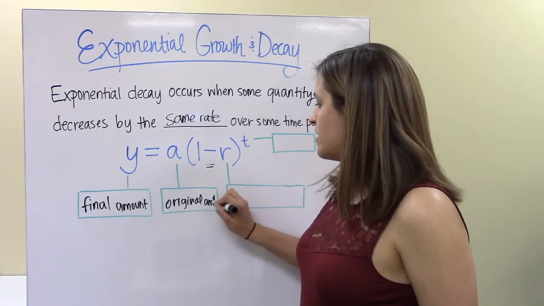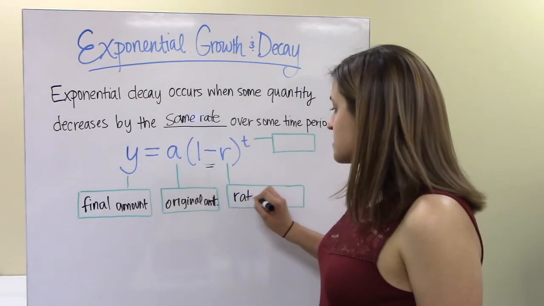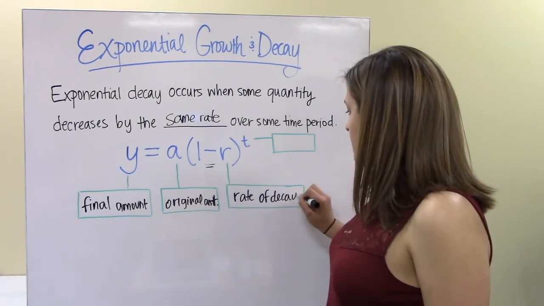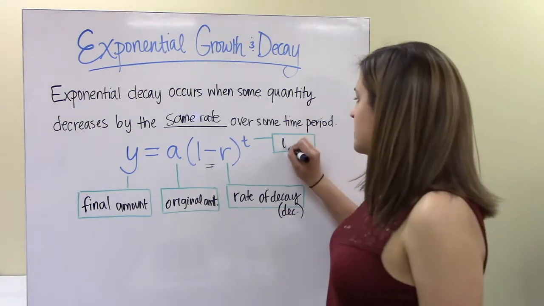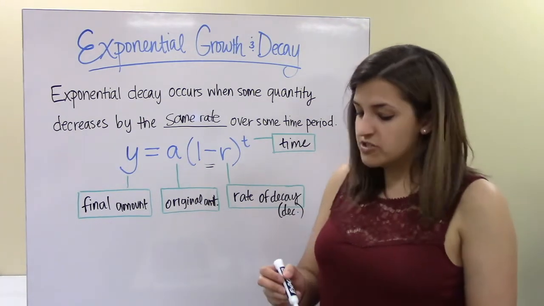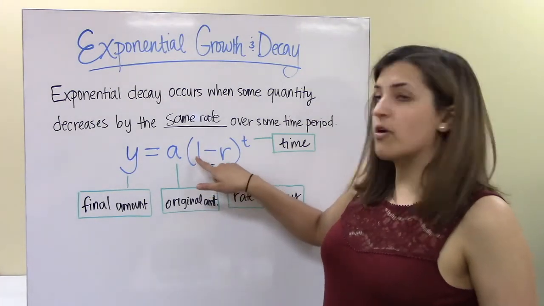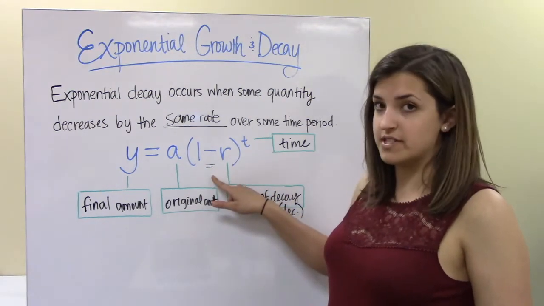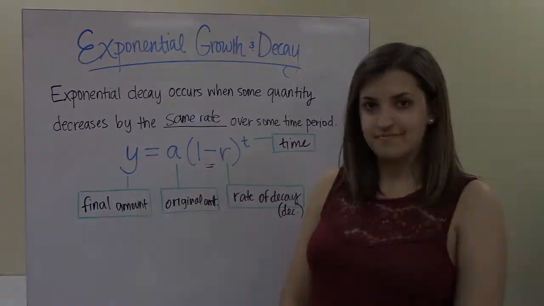And R here is going to be our rate of decay expressed as a decimal. And t is going to be time. So really the only difference here between exponential growth and exponential decay is that we don't have a number over 1, we're going to have a number under 1 in these parentheses. So we have a minus instead of a plus. All right, let's see this in action.